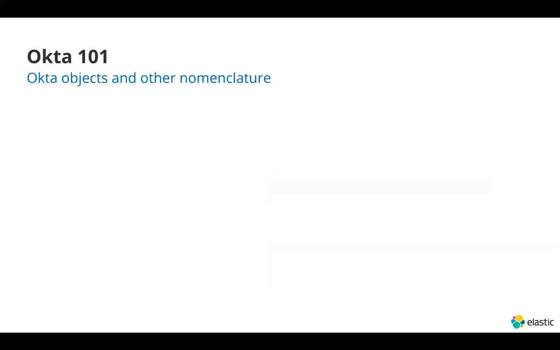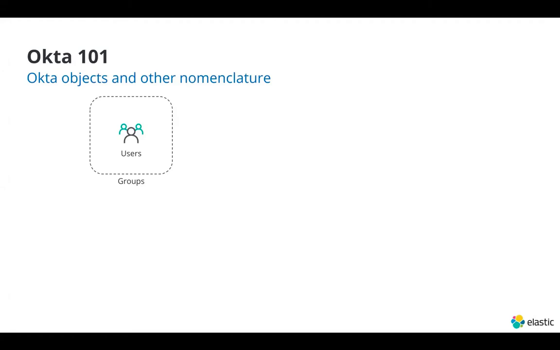So if you're not familiar with Okta's single sign-on solution, here's a basic overview of the terms that they use and some other relevant information. So each component in an Okta environment is referred to as an object. So first up, we have users who log in to an Okta environment to access the apps that they've been given access to. Users are organized into groups.